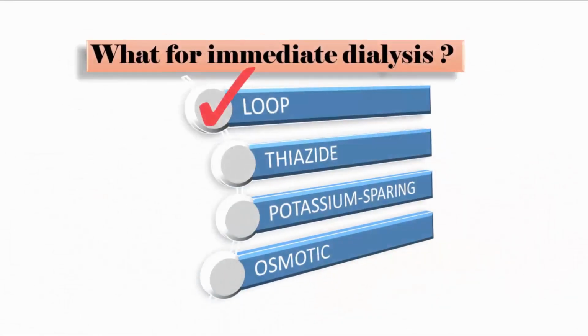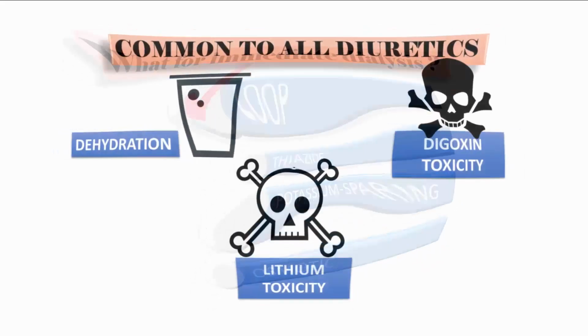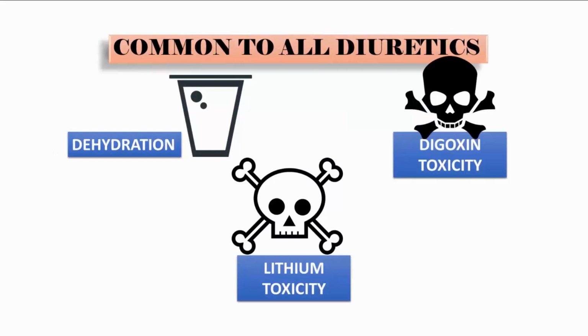So, what if a patient needs immediate diuresis? For example, in some toxicity conditions, can we still use the thiazide diuretics? Your answer should be no. We should use loop diuretics in that case for immediate diuresis. Also keep these main 3 points in mind when talking about thiazide diuretics. They can cause digoxin toxicity, dehydration, and are contraindicated in patients undergoing lithium therapy.